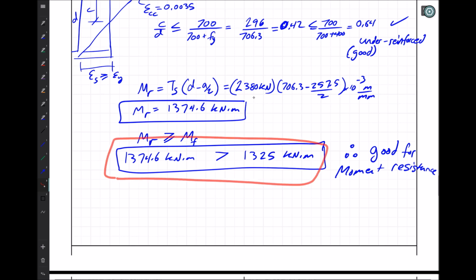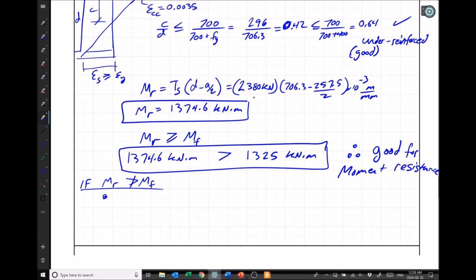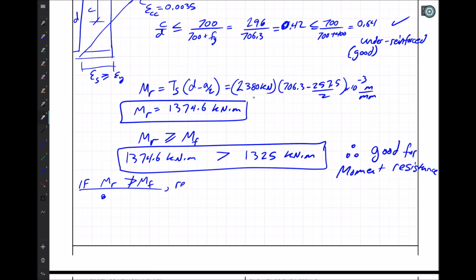Oftentimes we won't quite get there in one step, though. We might get a value that's slightly under. If we don't get lucky, or if we weren't careful enough in this process, we might have ended up with 1200, and that's not greater than 1325, so we need to redesign. What do we do in that case? Well, we can write: if MR is not greater than MF, then we have to do some redesigning. And to do that, we can do a few things.